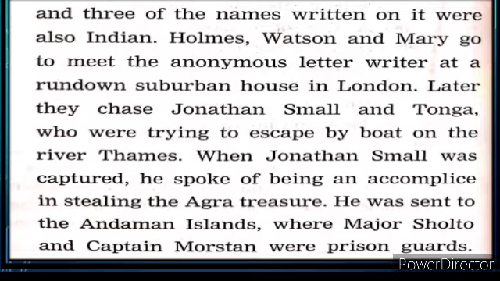Holmes, Watson, and Mary go to meet the anonymous writer at a rundown suburban house in London. Later, they chase Jonathan Small and Tonga, who were trying to escape by boat on the river Thames. When Jonathan Small was captured, he spoke of being an accomplice in stealing the Agra treasure. He was sent to the Andaman Islands, where Major Sholto and Captain Marston were prison guards.